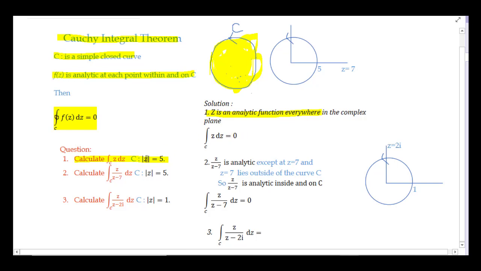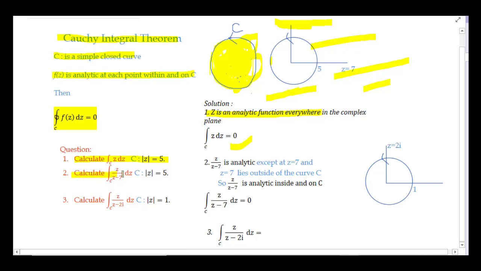So this has to be analytic inside that circle as well, because that Z is analytic overall in that region. So that Z will be analytic inside that circle. I have taken this circle, mod Z equal to 5 here. If f(z) is analytic over the whole complex plane, then it must be analytic inside that curve C. In that case, using Cauchy integral theorem, the integral of f(z) dz will be 0. This is how we do the first question: 0.